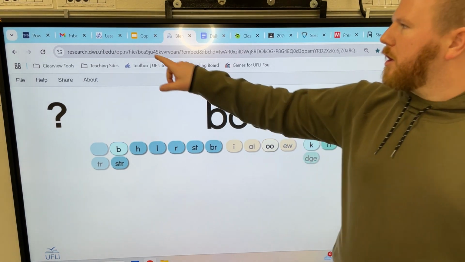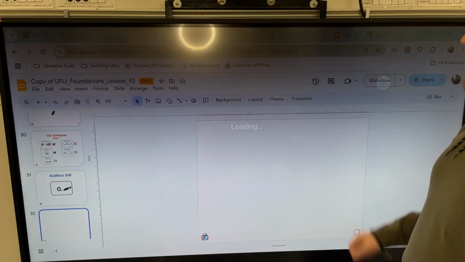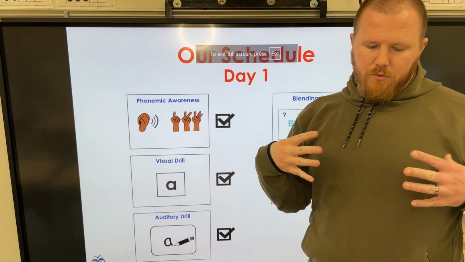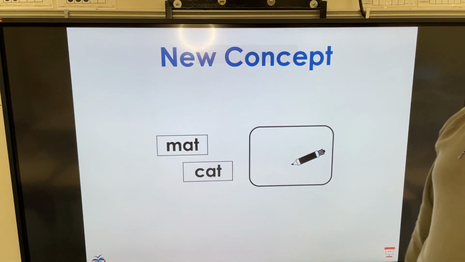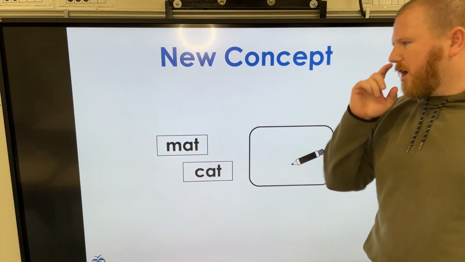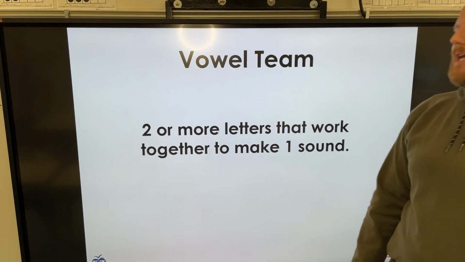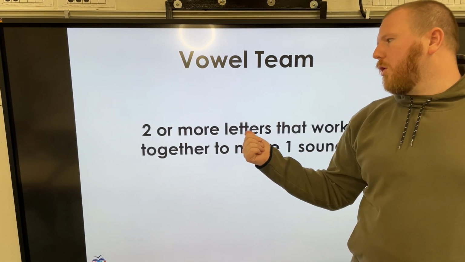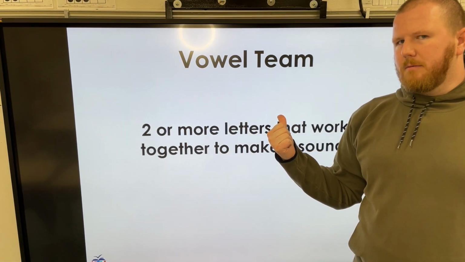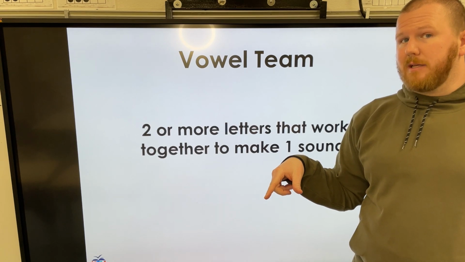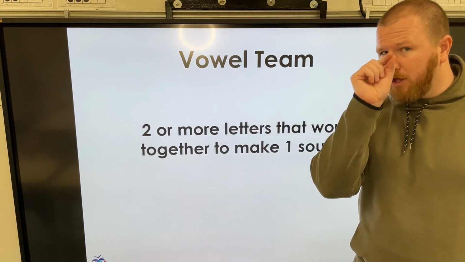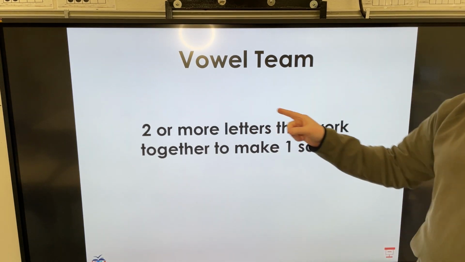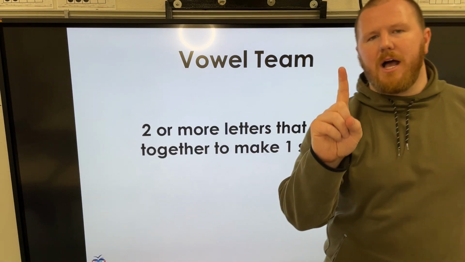Awesome. Now we're going to move into our final section where we are doing our new concept review. So, well, it's not a review, but new concept. So, let's take a look at our new concept. Our vowel teams, 2 or more letters. Remember how we said IGH is a vowel team? It's got 3 letters in it, but you hear the long vowel sound. So 2 or more letters that work to make one vowel sound.